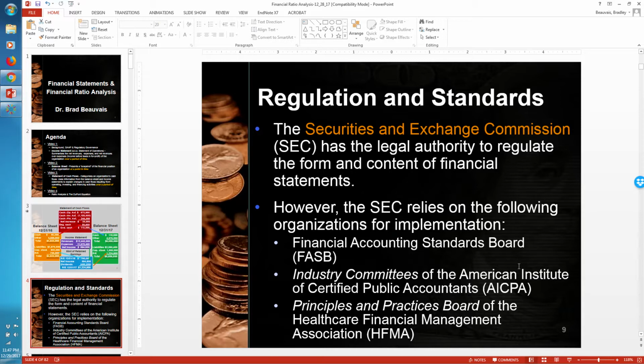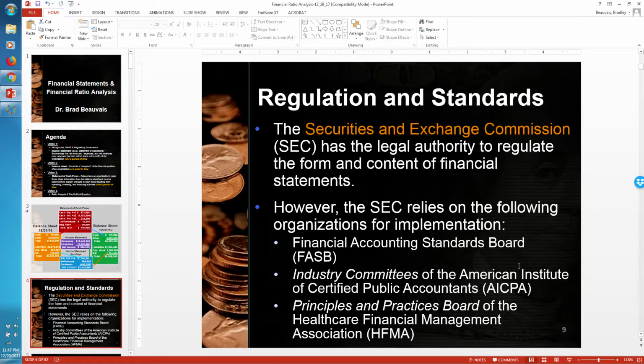Now, the big dog in the house, quite honestly, is the Securities and Exchange Commission, particularly as we're talking about for-profit entities. The SEC, of course, has the legal authority, and it was created out of the Great Depression and the stock market crash in the late 20s, but really is there to be the watchdog and ensure that what is being reported to the public is as fair and clear and accurate as possible.